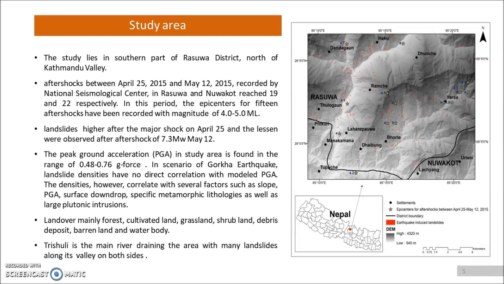However, it correlates with several factors like the slope. We also see the land cover, which is mainly represented by forest and cultivated lands, and also some water bodies and barren lands. We have one river here, the Trishuli, the main drainage of the area, and you can see too many landslides along the valley on both sides of the river.